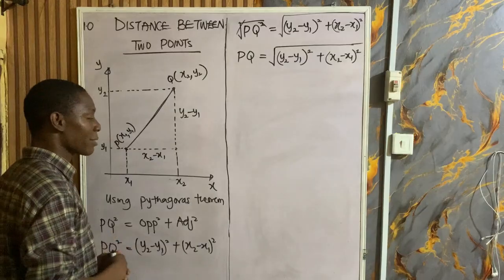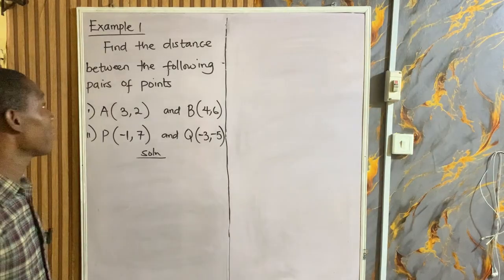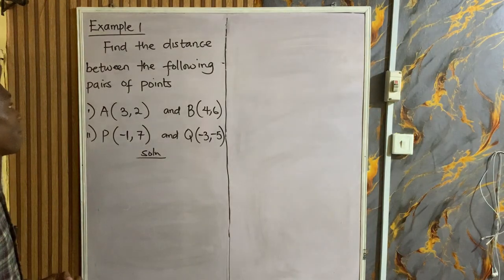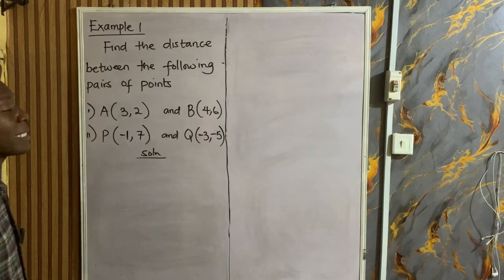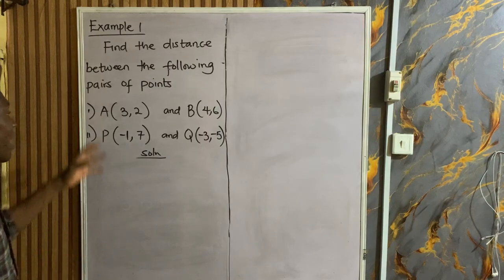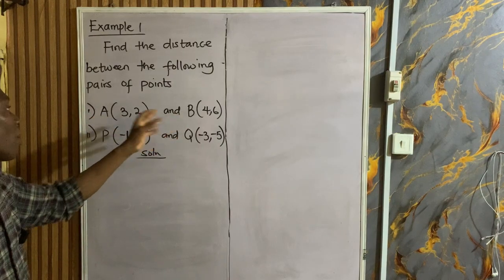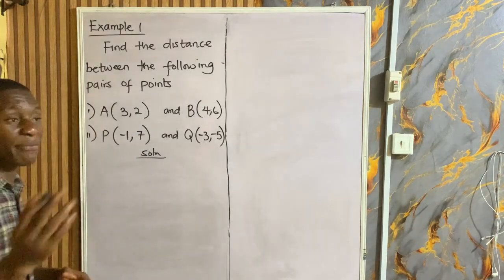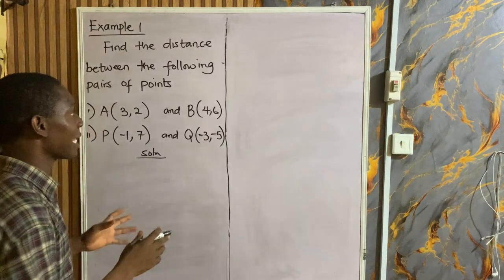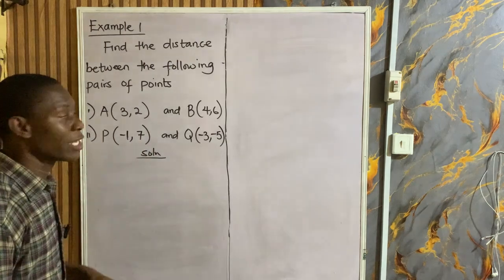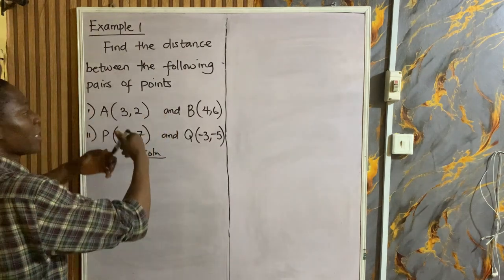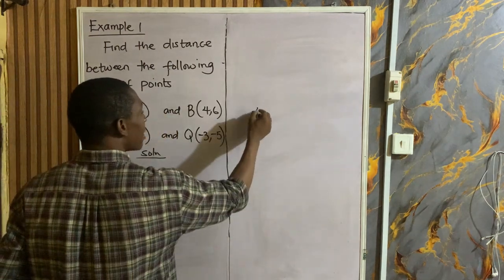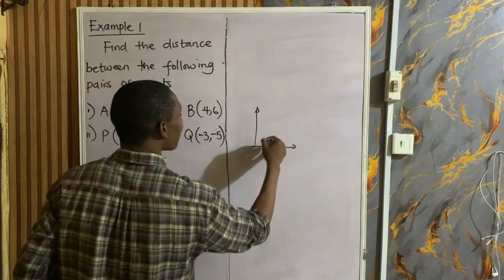So let's take an example under this. Example 1, find the distance between the following pairs of points. Number 1, A and B, and number 2, P and Q. Going from our definition, I forgot to say when we were deriving the formula that these are geometric figures. And so we simply put them in a plane and then find properties.